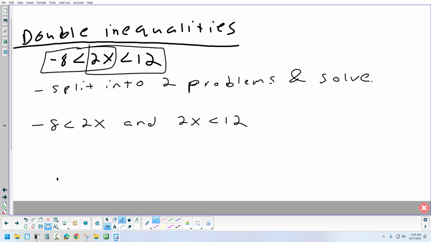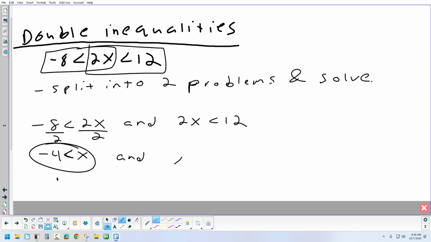And to solve each one of them, how do you do it? It's going to be the same step for both. Divide by 2. Yeah, divide by 2. So you get x is greater than -4.